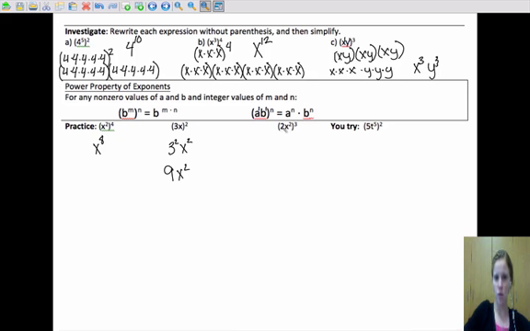Okay? 2x squared to the 3rd power. All right, well, I know that 2 is just being taken to the 3rd power because this is 2 to the 1st, so that would be 2 to the 3rd, and then x to the 2nd to the 3rd power is going to be x to the 6th. So 2 cubed is 8, x to the 6th. All right, why don't you go ahead and try 5t to the 5th squared.